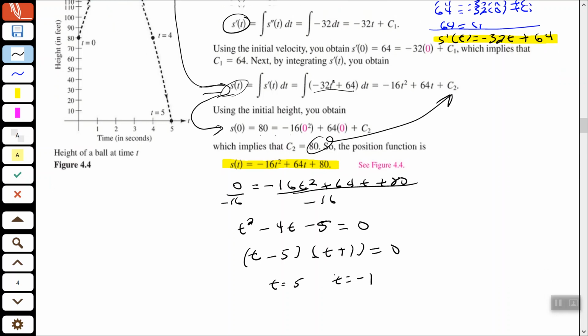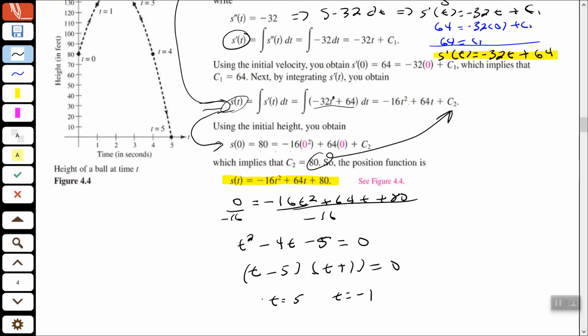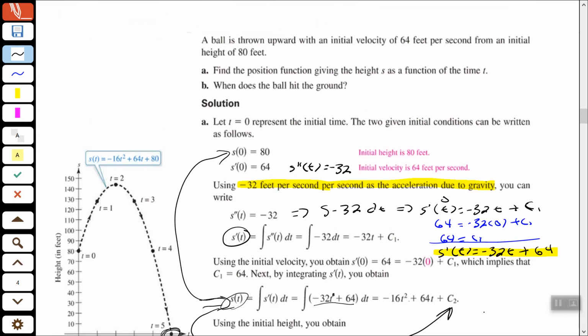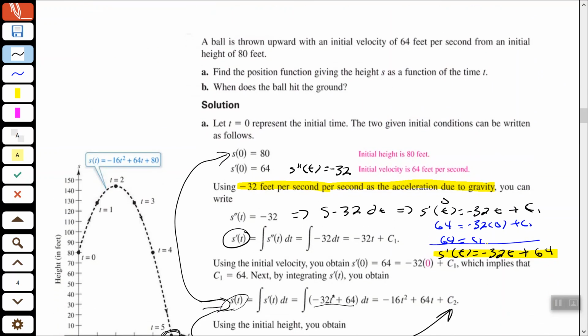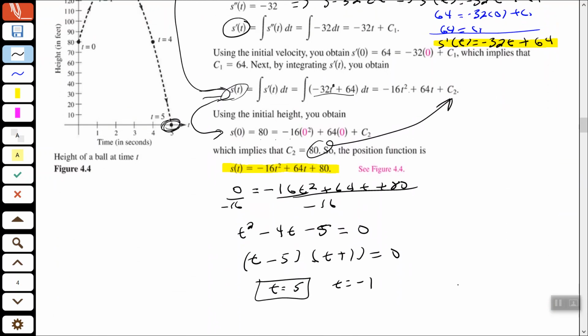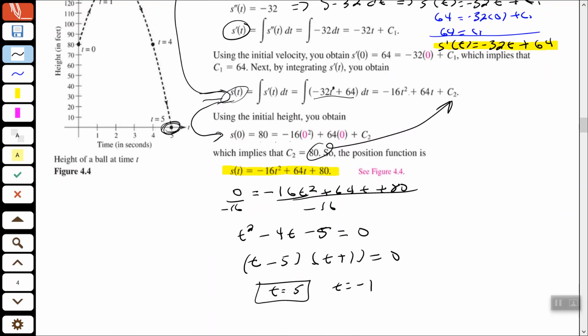And we know we're looking at time, and time has to be positive. So after 5 seconds, that's when the ball hits the ground, and you can see that on the graph. So that's the vertical motion problem, where you're throwing a ball up and dropping it. You find out the position function, and then you can use the position function to find where the ball is at any given time.